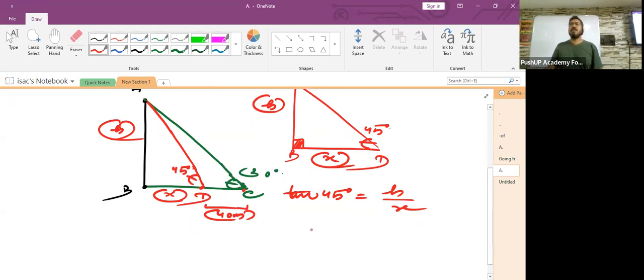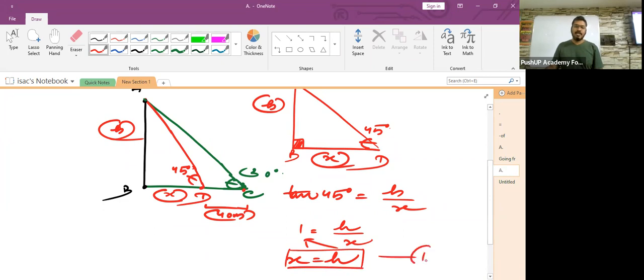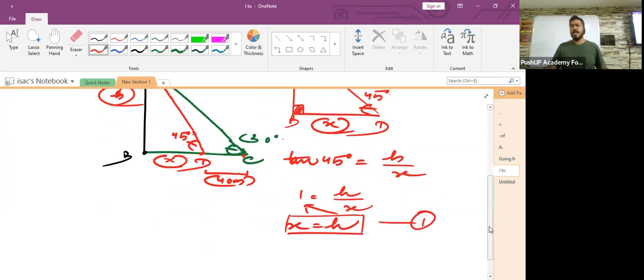Tan 45 is equal to how much, Nabil? Tan 45 is how much? 1 is equal to H upon X. If you cross multiply X to the left hand side, you get X is equal to what? H. Equation number 1. Just keep it ready, children. Now, when the right time comes, we will utilize it.